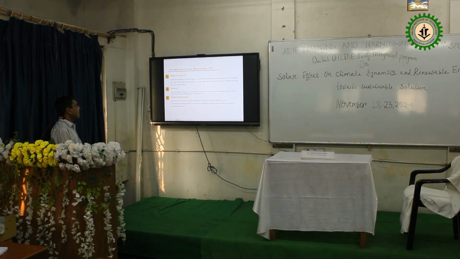So what is the solar photovoltaic? We have just seen the basic concept, and also we can see the definition. Solar photovoltaic technology is a method of generating electricity from sunlight, using semiconductor materials to convert light, the photons, into electrical energy, or we can say electricity. Some electrical voltage will be produced through the photoelectric current.